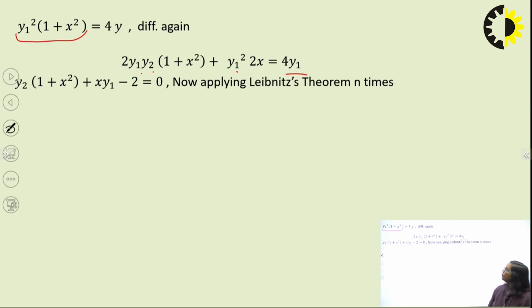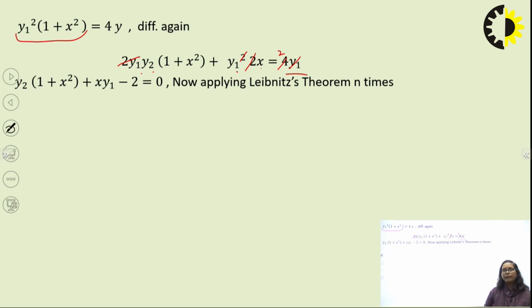Clear? So what happened here? If I look at this, 2y1 is common in each term, so we can cancel this 2y1 from each term. Here also the 2 and y1 will cancel out. So what are we left with? We are left with y2 into 1 plus x square plus x into y1, and shifting this plus 2 over here, minus 2 equal to 0. So this is the expression for y2, and after this we apply the Leibnitz theorem to obtain its nth derivative, because we know that the nth derivative of y2 will become yn plus 2. Clear? So now we apply the Leibnitz theorem.